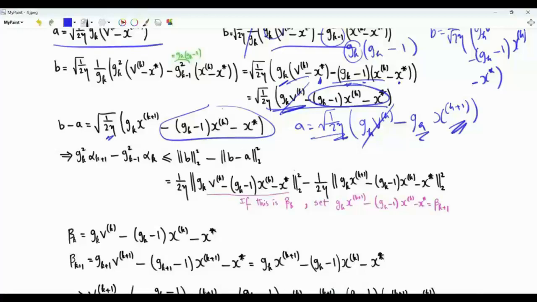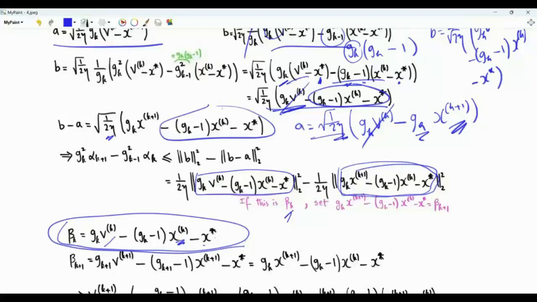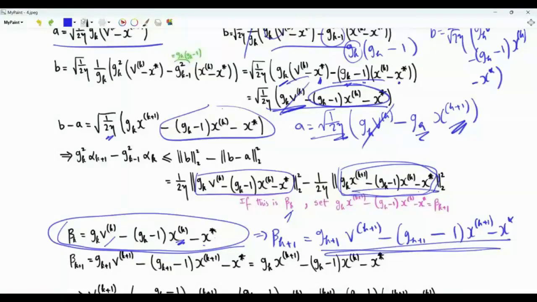If we are interested in having a telescopic series on the right-hand side, if this vector here is beta k, then we need this vector to be beta k plus 1. Beta k is gk vk minus gk minus 1 xk minus x star. Beta k plus 1 is this vector here, and we can obtain another expression for beta k plus 1 by replacing each k here by k plus 1. So beta k plus 1 is equal to gk plus 1 vk plus 1 minus gk plus 1 minus 1 xk plus 1 minus x star. This is equal to this expression here.